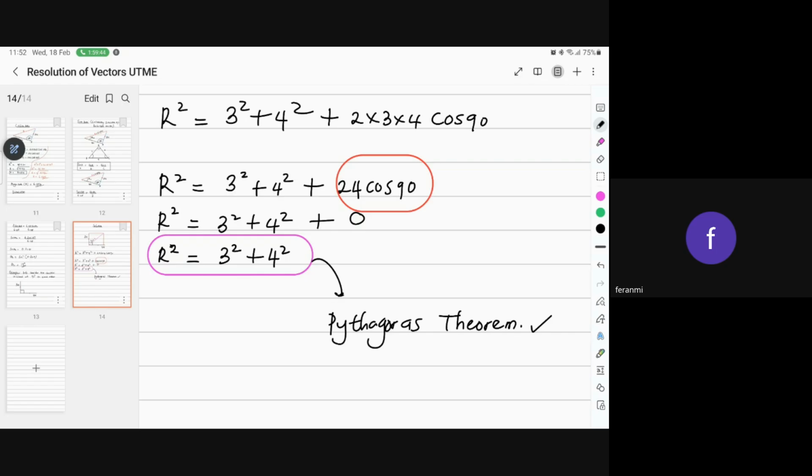But if they are acting in the same direction, we add together. Opposite direction, subtract. Inclined at an angle that is not 90 degrees, cosine rule. But inside the cosine rule, remember, acute, you add at the center. Obtuse, you subtract. But once that angle is perpendicular or acting at 90 degrees, you use Pythagoras theorem. Does it make sense, guys?